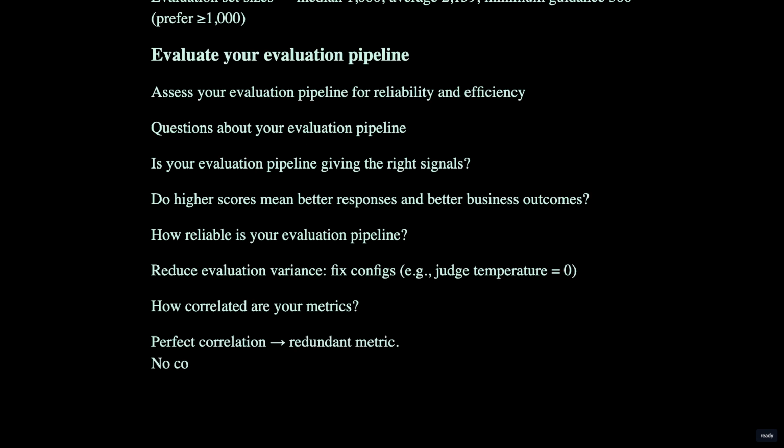When two metrics are perfectly correlated, they're telling you the same thing. You can remove one to simplify evaluation. If two metrics aren't correlated, that is a signal to investigate. It may reveal a real, complementary behavior of the model, or it may show that one or both metrics are unreliable and need fixing.